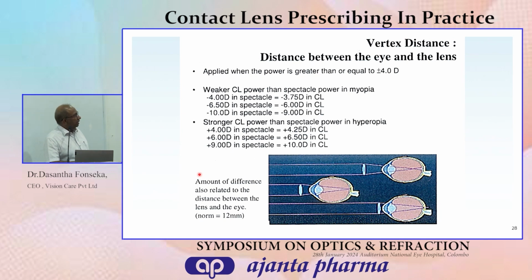So if it is -4 on the spectacle, usually the contact lens power is slightly less. If you look at -10, the contact lens power will be about -9. So we keep that in mind. If everything is going okay, this is the way it should work. And when it comes to the plus, it's the other way around. If the refractive error on the glasses is +9, your contact lens power is higher.